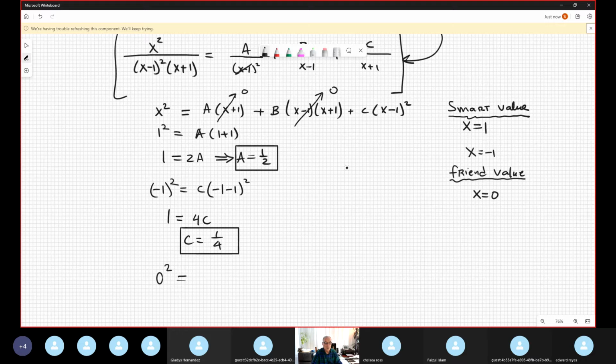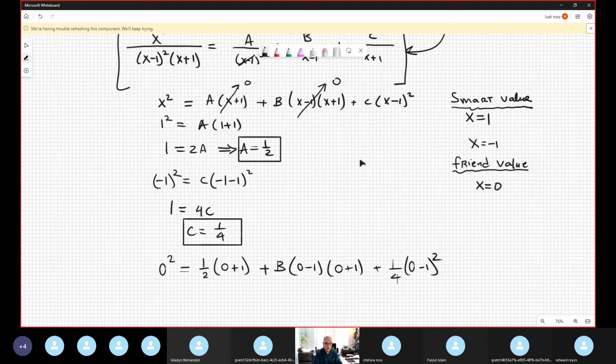And on the first term we have 1/2, which is a, times 0 plus 1, plus b times 0 minus 1 times 0 plus 1, plus c, which is 1/4, positive, no? Yes. 0 minus 1 is squared.